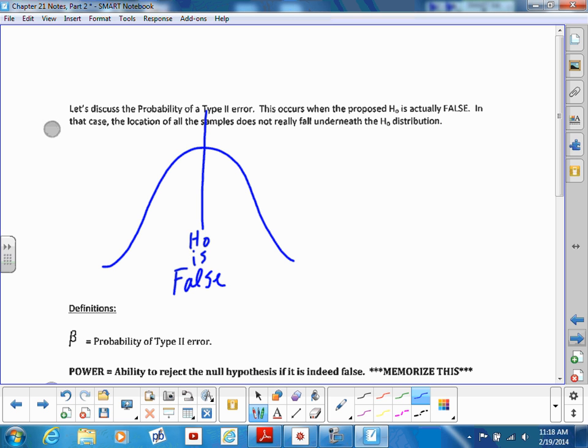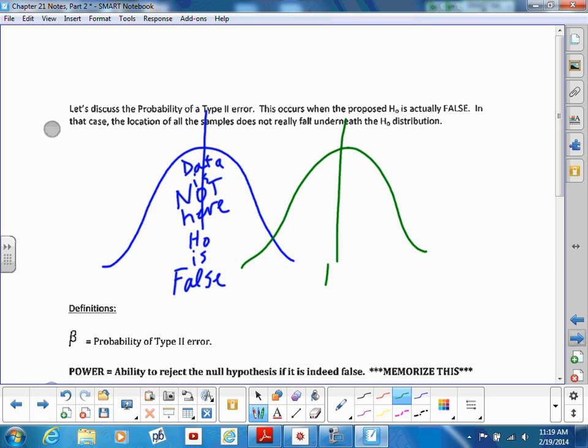The null is false. So what do you have to say about the data? The data is not actually here. It's not centered around this here. Where is the data actually? If the null is really false, then here's where all your data is. Okay? So all your samples should be happening around this green curve.